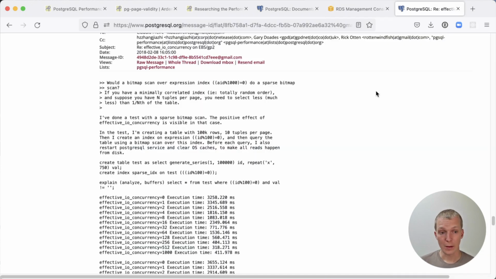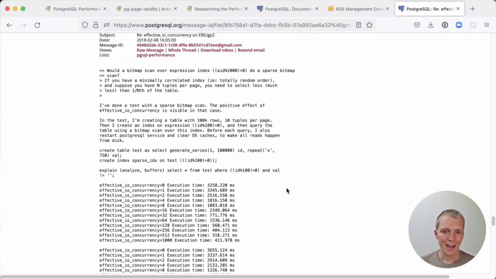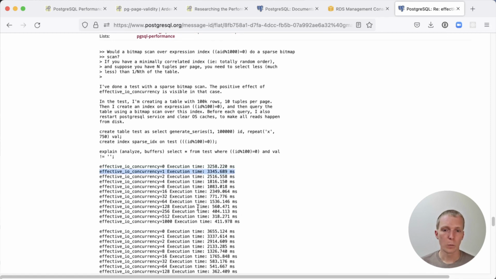Somebody actually did a benchmark of this a couple of years ago where they were comparing two cases. A sparse bitmap scan, which effectively means it's looking at a lot of different locations in the table, and a dense bitmap scan where they were looking at very closely related data that's right next to each other in the table. If you have a sparse bitmap scan, what you want is a high effective I/O concurrency. You want something like 32, 128, or even 512. Depending on how many active queries you're running, maybe 32 makes more sense, but certainly the default of 1 doesn't make sense.